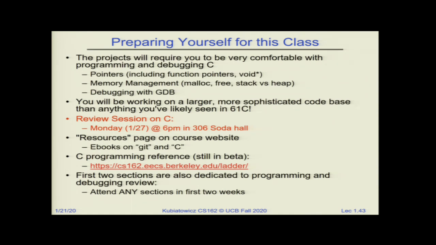All right? So, homework 0 is really something that I would get going on, and we have TA resources devoted to it, et cetera, just to get you up to speed. There's a resources page on the course website, which actually has ebooks on Git and C, which you can use. There's also a beta C programming reference called Ladder, which is available as well to help you along. And the first 2 sections are dedicated to this. Okay, I sound like I'm belaboring the point, but I just want you to get going so that we can get on to the important stuff.